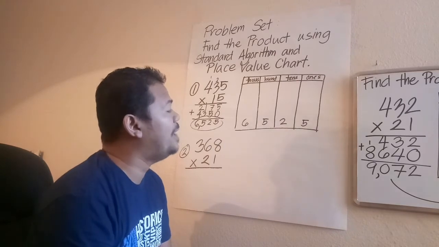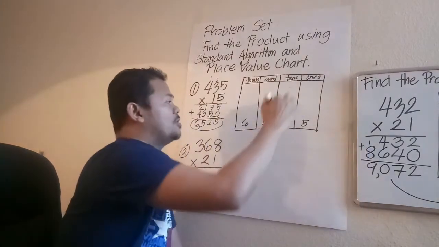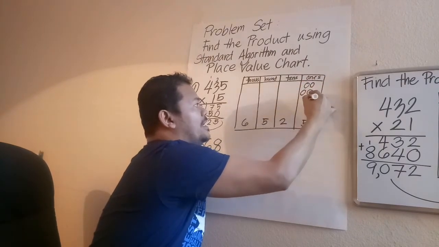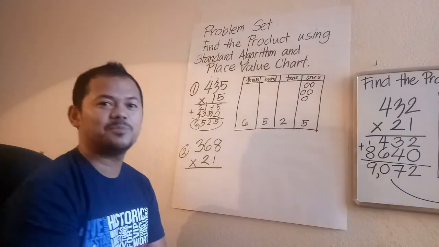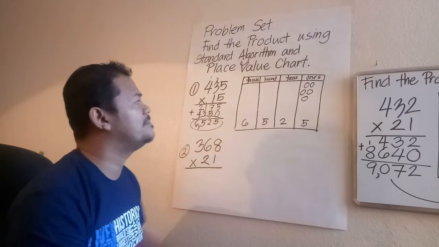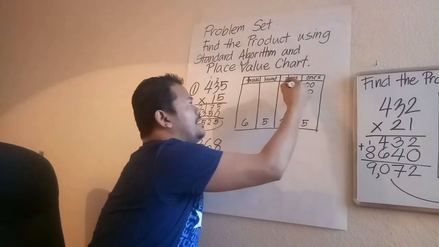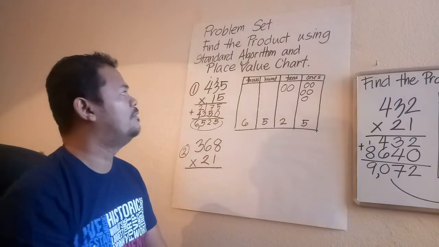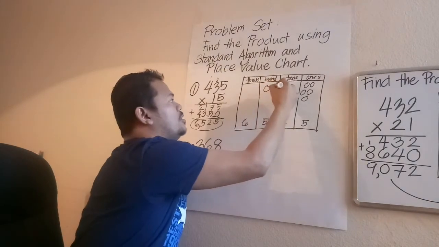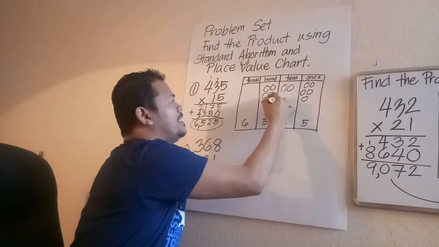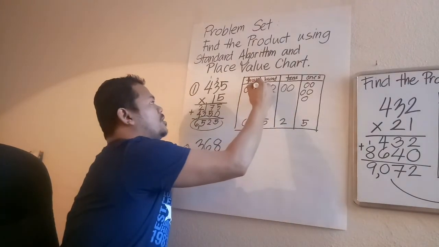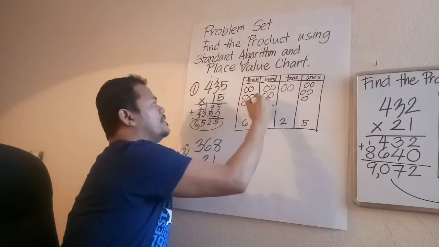So for ones place value, how many discs are we going to write? We got here 5. It means we're going to write here 5. 1, 2, 3, 4, and 5. There you go. For tens place value, how many discs are we going to write here? We got here 2. So 1 and 2. For your hundreds place value, we got here 5. So 1, 2, 3, 4, and 5. And for your thousands, we got here 6. 1, 2, 3, 4, 5, 6. There you go.